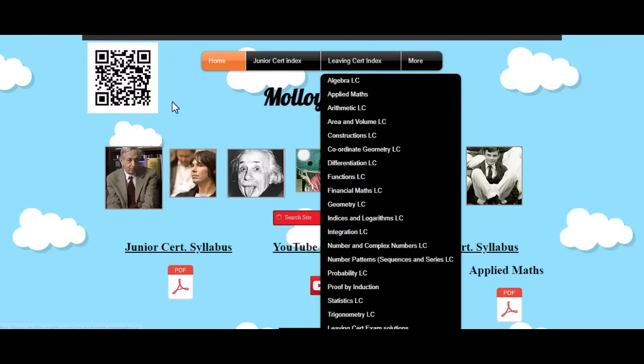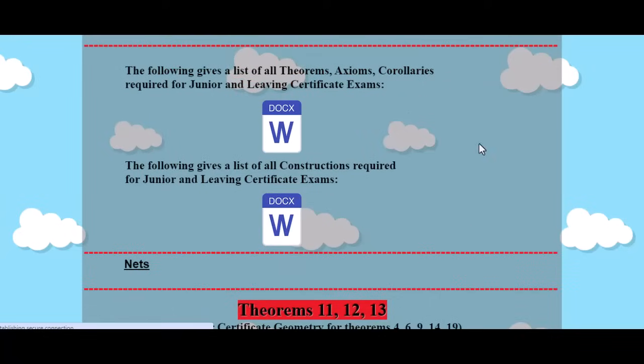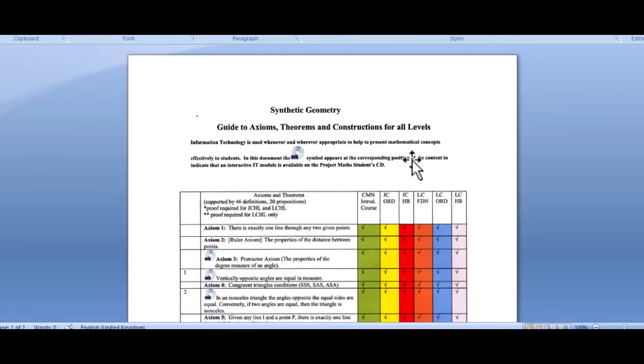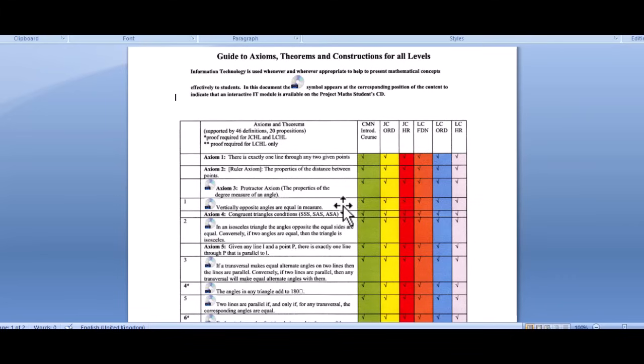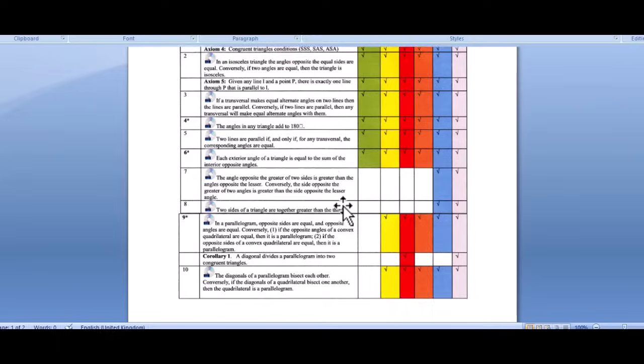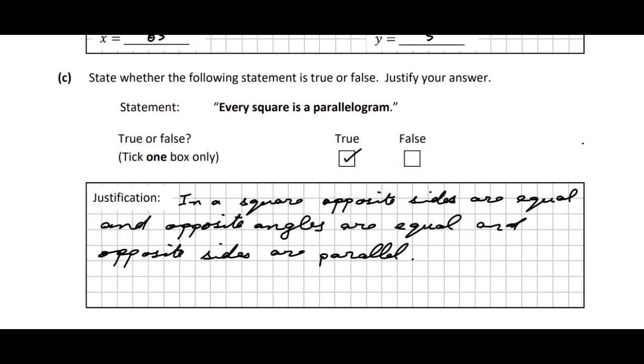If you look at this website here and go to Leaving Cert, go down to Geometry, which is here, you'll see down along here, I've got the following gives a list of all theorems, axioms, corollaries required for the Junior and Leaving Cert exams. So if you open that up, just click on it, you get this document here. If you go down to theorem number 9 here, it says in a parallelogram opposite sides are equal and opposite angles are equal.